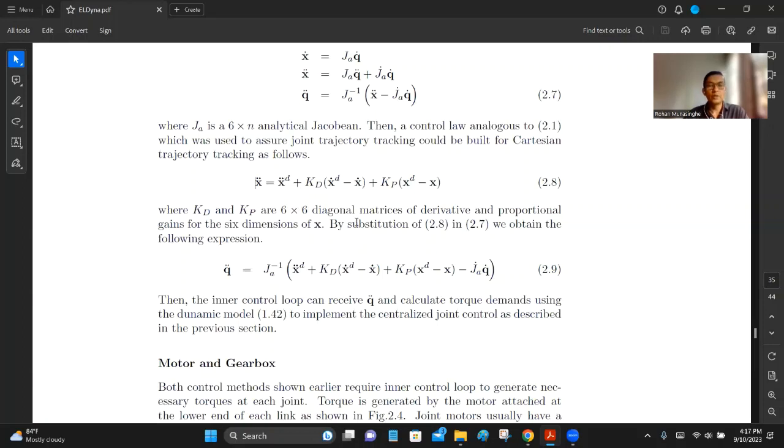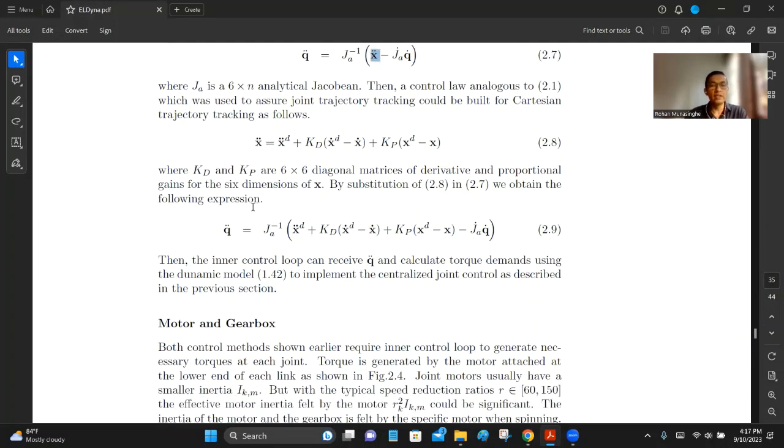Now, when you substitute 2.8, which is this one, in 2.7, look at that. From 2.8 to 2.7, x double dot. So you get the expression for x double dot and put it inside this equation 2.7 in place of x double dot, and you write it again like this.